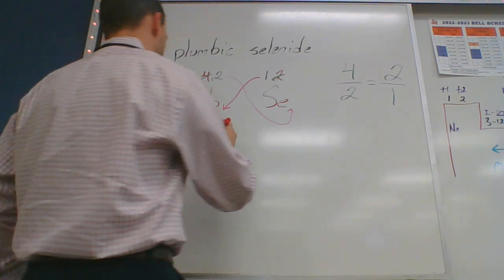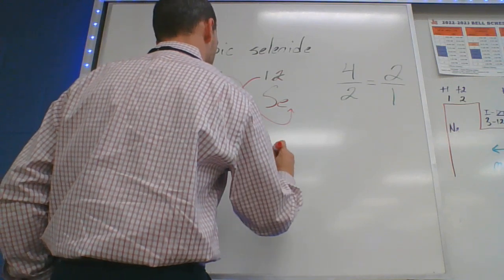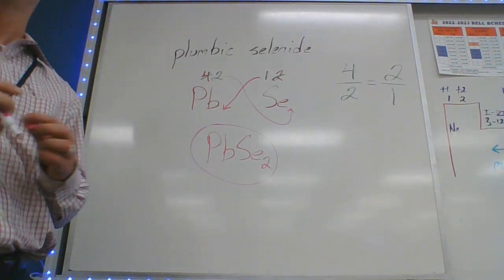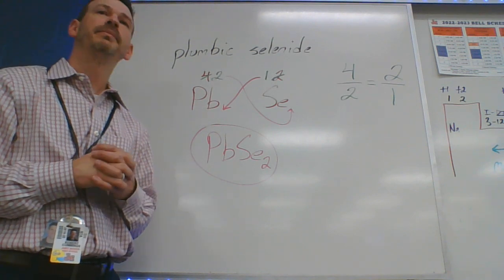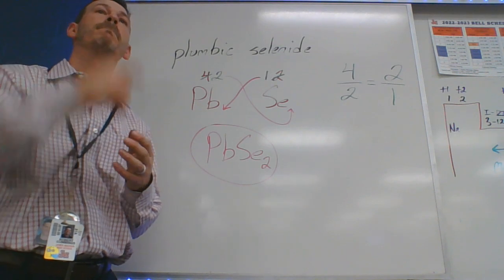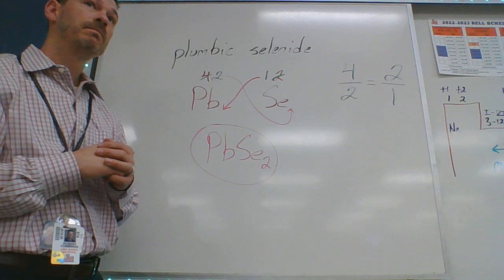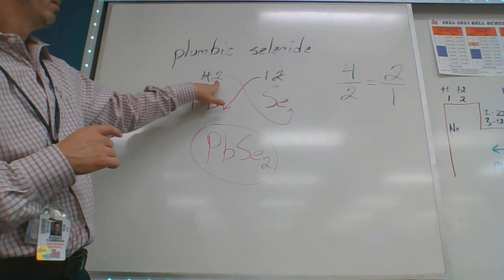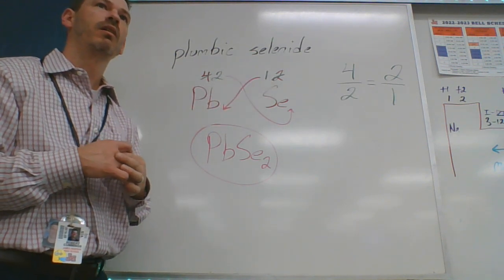Plumbic selenide is PbSe2. It's the only correct way to write it. Questions? We already reduced it. We crossed the 2. It's now a 2-to-1 ratio, so it can't be reduced anymore.